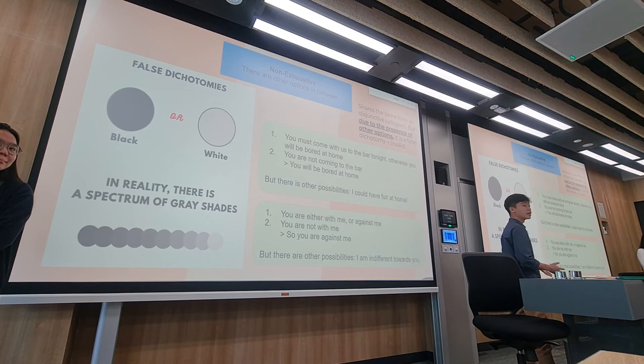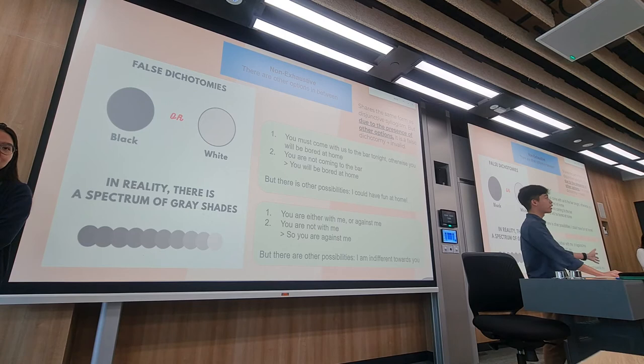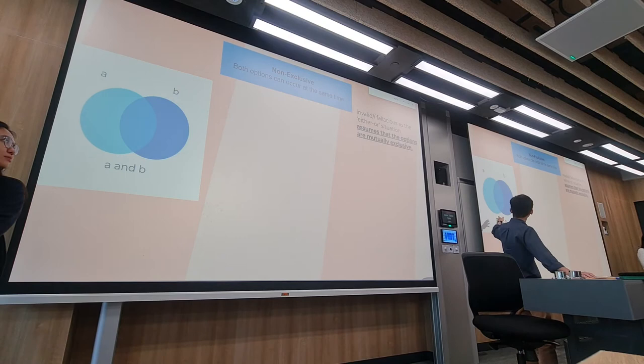So this is one type. You are ignoring other possibilities. Then we go on to non-exclusive, which is that you totally ignore the fact that they can happen at the same time. There's a very nice Venn diagram here. They present you with A or B, but you ignore the possibility that there can be an intersection between A and B also.